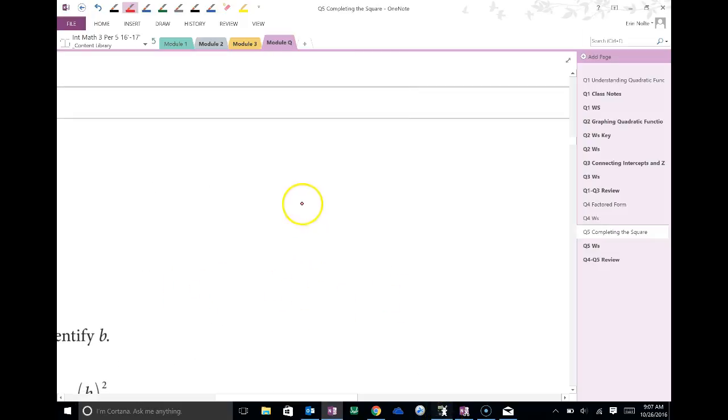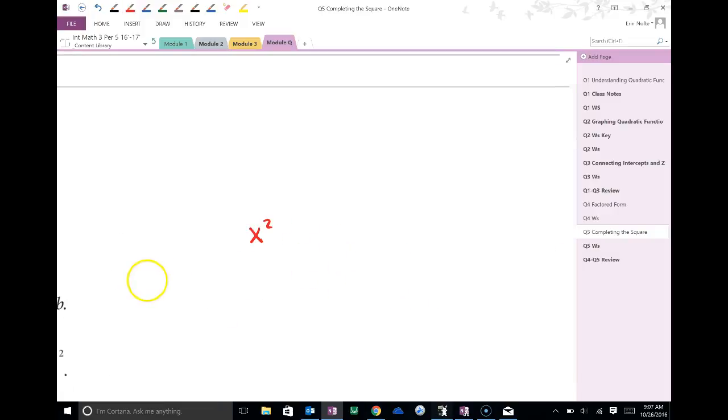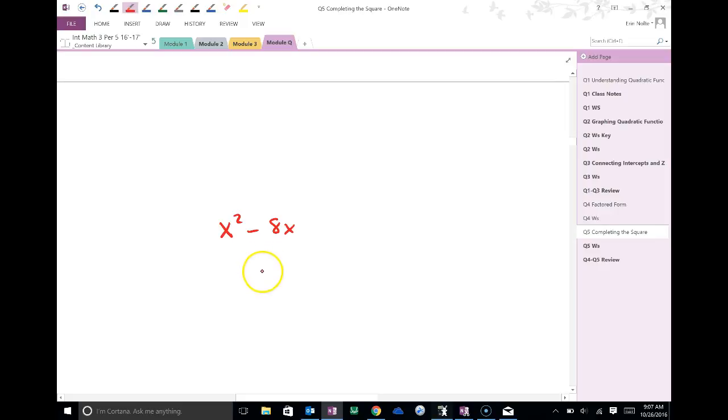So let's say we have x squared minus 8x, okay? What is the number that we're going to add so that it becomes a perfect squared trinomial? Okay, so for our c, we're going to take the b value. What's the b value? -8, so we're going to take -8 and divide that number by 2.